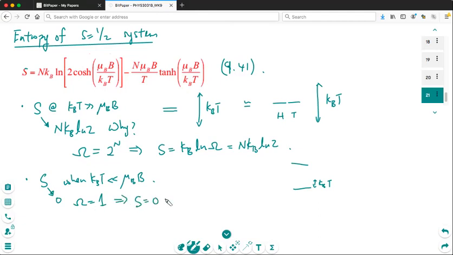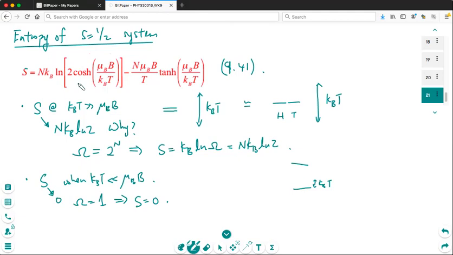The exercise for you now is this. This is the result, I guarantee you they are correct. Now you should verify the limiting cases yourself. Using this expression, you plug in the limiting cases, look at the behavior of tanh, the hyperbolic tangent, and the hyperbolic cosine, and get this result.